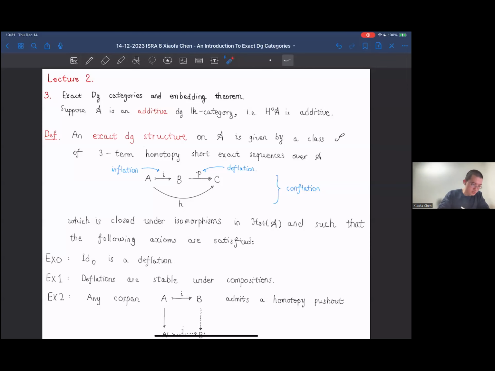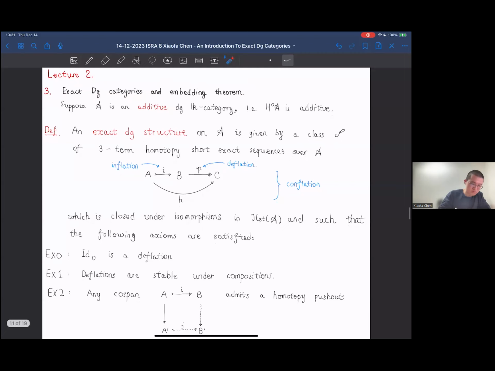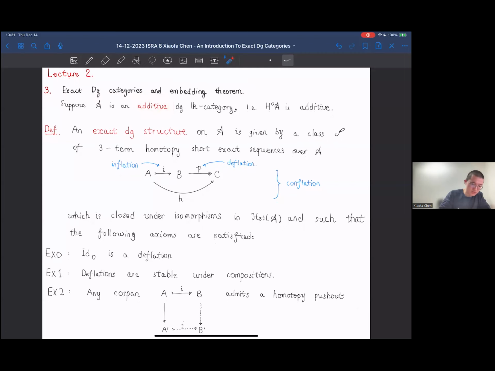Okay, now let me continue. So we define using the category of three-term homotopy complexes over A. We define exact DG categories, and then state the embedding theorem and this basic property. So we assume our DG category A is additive, so its H0 is additive as a k-category.